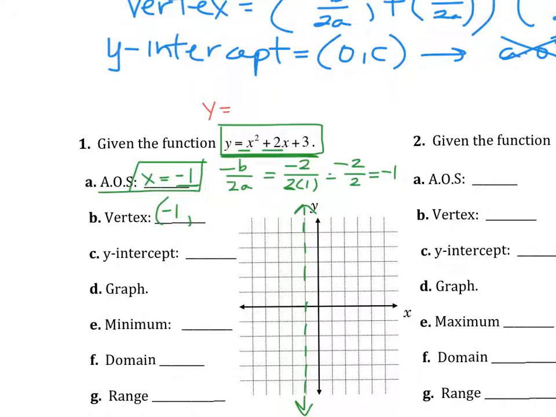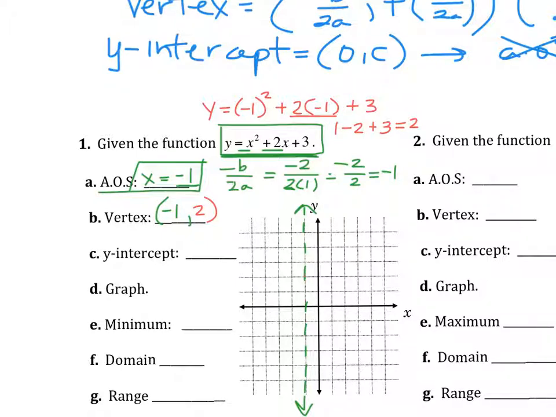Y equals, use parentheses because you're squaring a -1. So -1 squared plus 2 times -1 plus 3. Okay? So -1 squared is 1. 2 times -1 is -2. So you're doing 1 minus 2 plus 3. 1 minus 2 is -1. -1 plus 3 is 2. So my y value of my vertex is 2. Okay? You're going to plot that as your vertex.